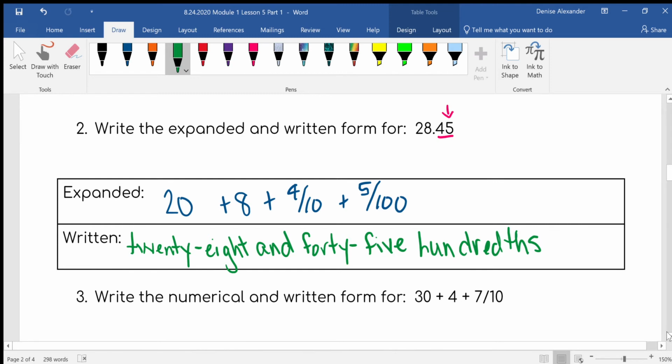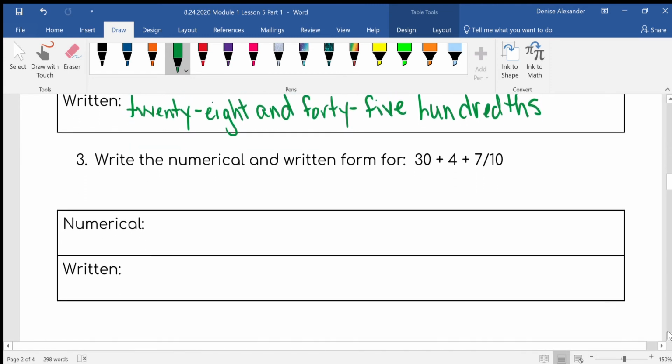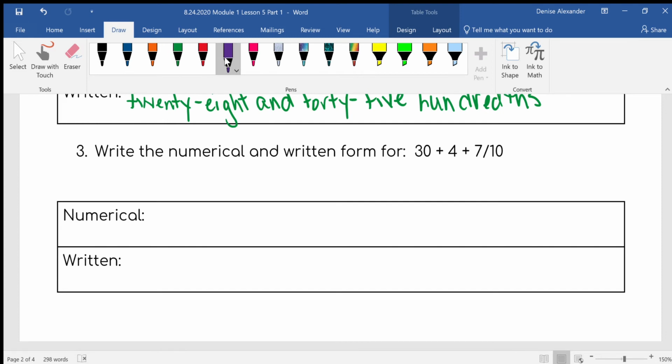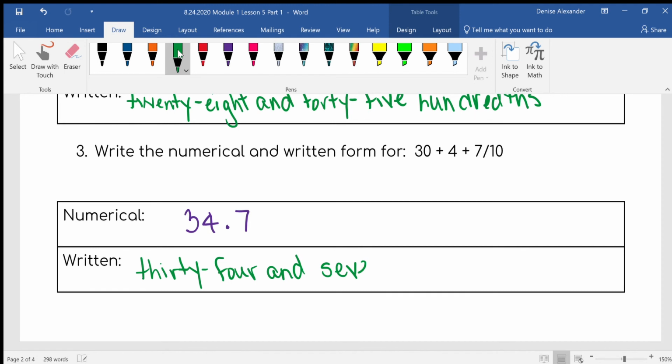We're still going to be in written form because if you see it right now, it says write numerical form and written form. So we're going from the expanded form. So numerical form is just standard form. Just write the number like you were writing the number on your paper. 34 and 7/10. 34.7, our decimal. Now we're going to go to written form. Again, you just write the words. 34 and 7/10.